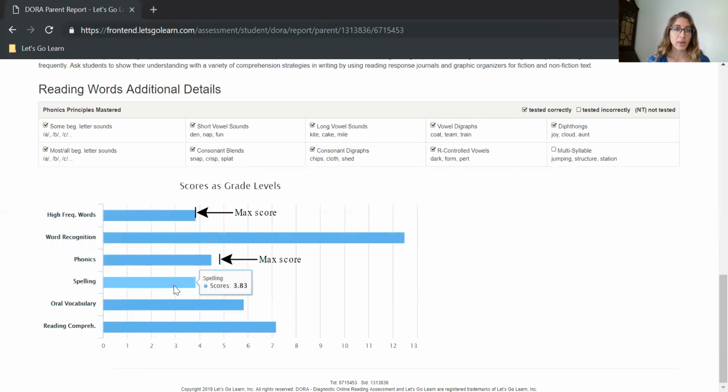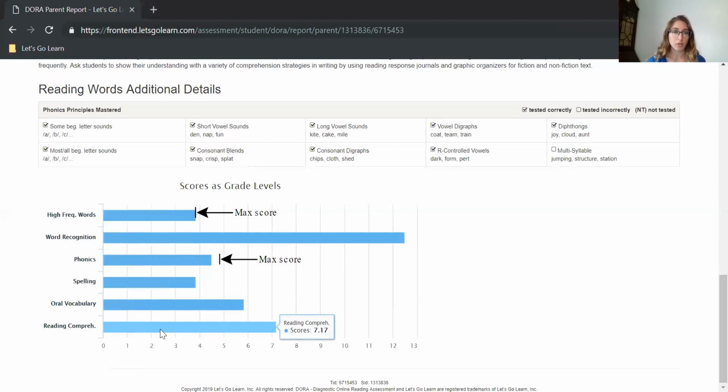Next, we have spelling, a score of 3.83, so they are low. Oral vocabulary, end of 5th grade score, so they're a little bit above. And like I said, this is a picture vocabulary. We also have reading comprehension. This student scored 7th grade in reading comprehension. Now, since they're a 5th grade student, what this tells us is that they have good comprehension skills, but it doesn't mean that they should be reading 7th grade books.